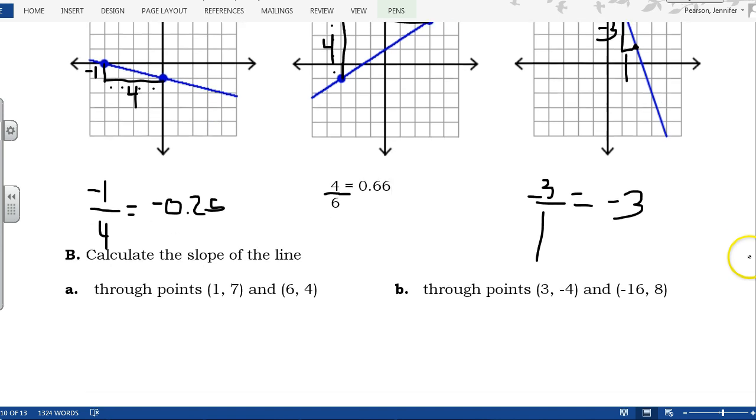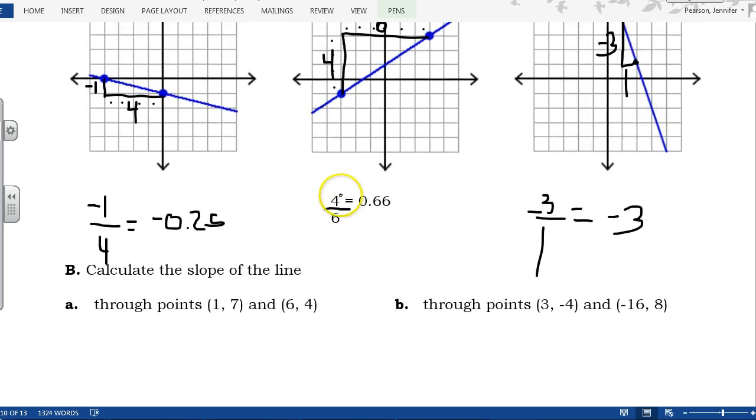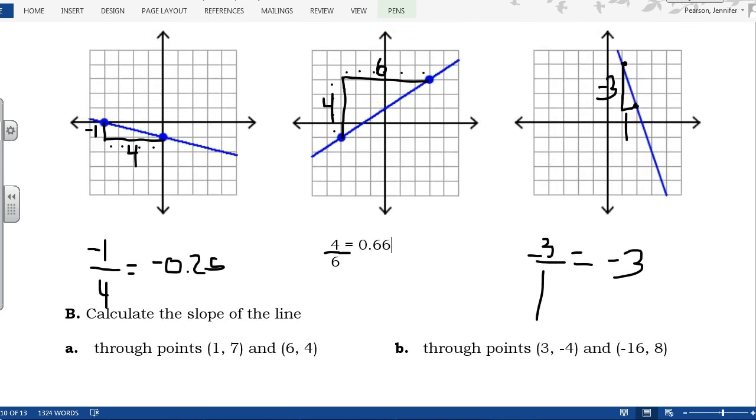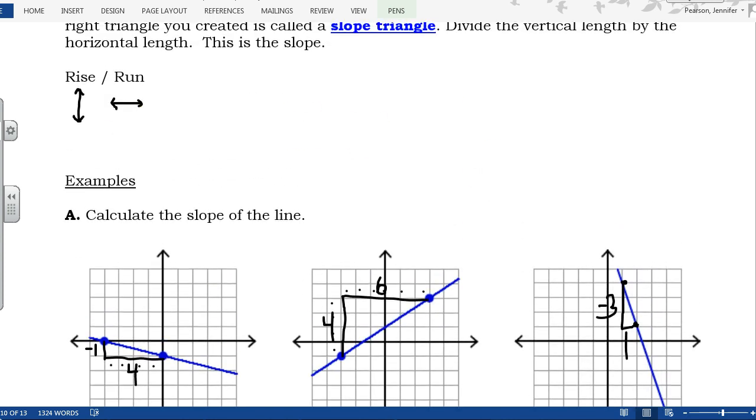The second slope calculation method is going to deal with coordinate points. So if you had enough graph paper, you could just graph these points. Like I could go over 1 up 7, I could go over 6 up 4, I could draw the diagonal line, I could count out the rise, count out the run. But if I don't want to go through all that graphing, I can use a formula instead.